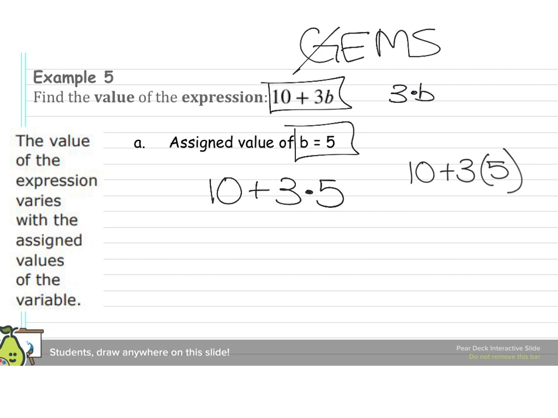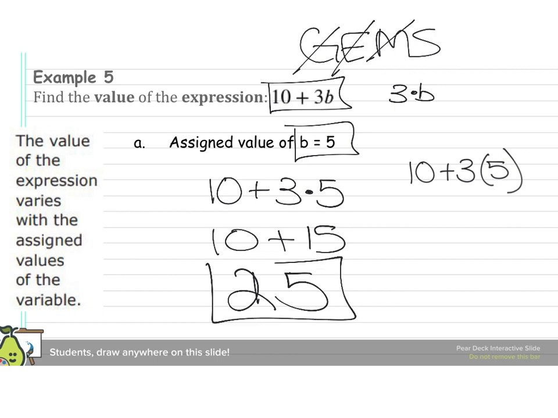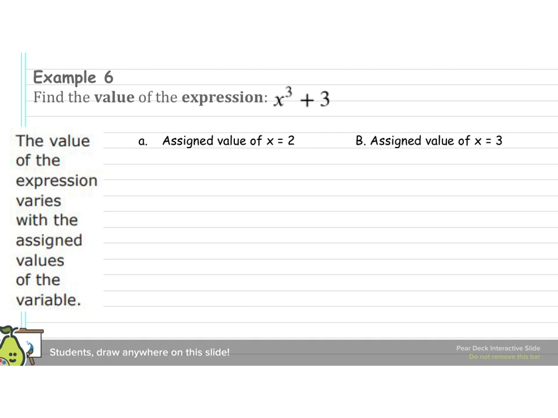No grouping symbols, no exponents, but I do have multiplication. I have this 3 times 5, so I'm going to do 10 plus 15. So that's my multiplication and division step, and then my subtraction or addition step: 10 plus 15 is 25. Okay, so when I input b is 5, I get out a 25. All right, let's look at another one.